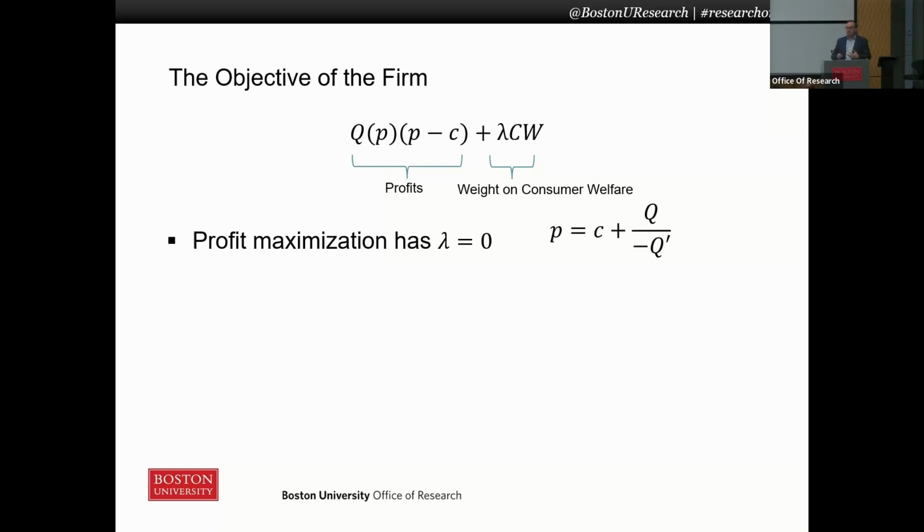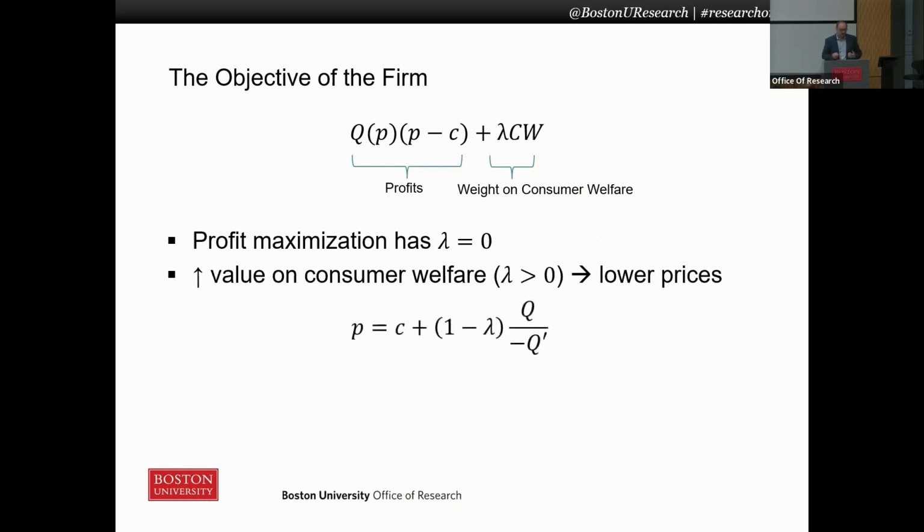Now, when we have profit maximization, I didn't derive this formula, the standard classic formula for price. If lambda is equal to 0, no weight on consumer welfare, price equals cost plus a markup term that depends on the demand curve. Okay, well, what happens when we add a weight on consumer welfare? Lambda is greater than 0, we're going to get lower prices. Price equals cost plus that markup term, but that markup term is downweighted by lambda, 1 minus lambda. So bigger lambda, less markup over costs.